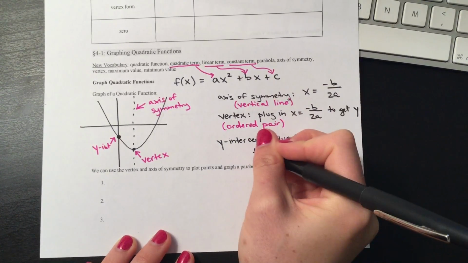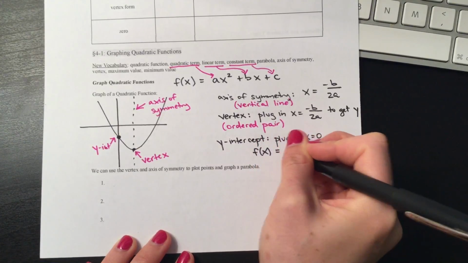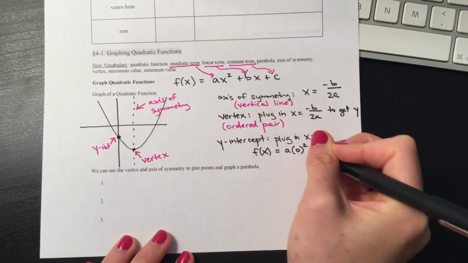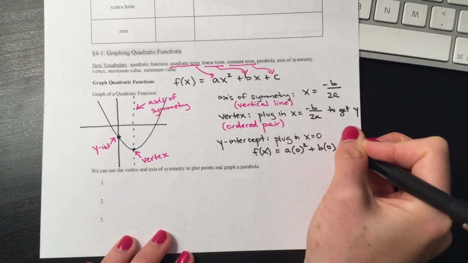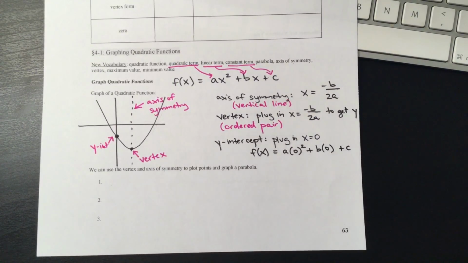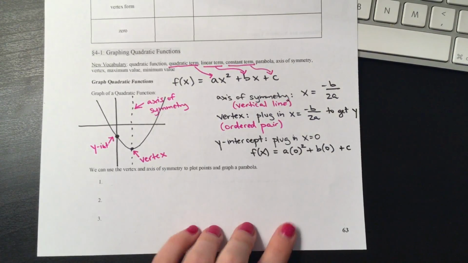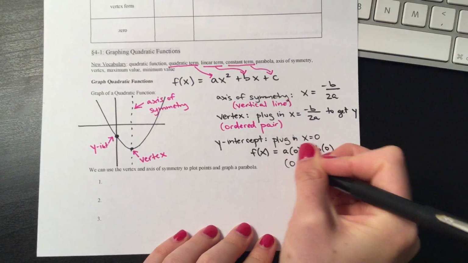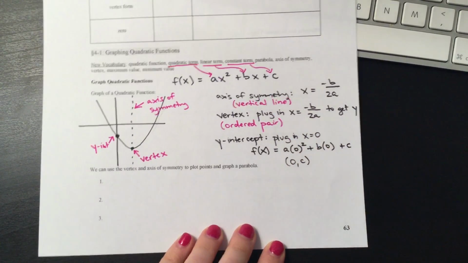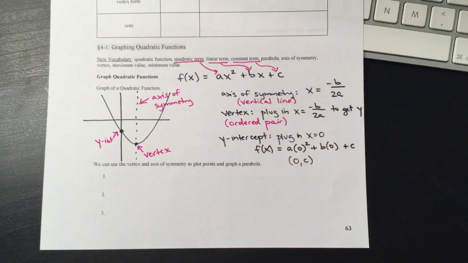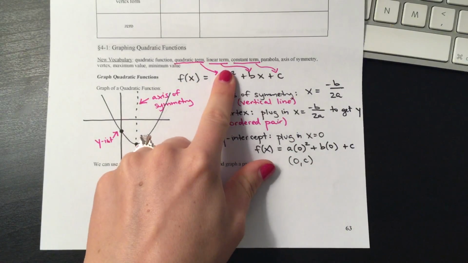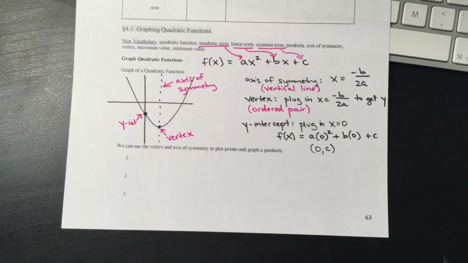So you'd have f of x equals a times 0 squared plus b times 0 plus c, so it always just ends up being c. So the y-intercept is going to be an ordered pair, and it's the point (0, c). Okay, so it's super easy. You can just look at it. It's just whatever the constant is, because if you plug in 0 here and 0 here, the only thing left would be the c. All right, so 3 very important points.